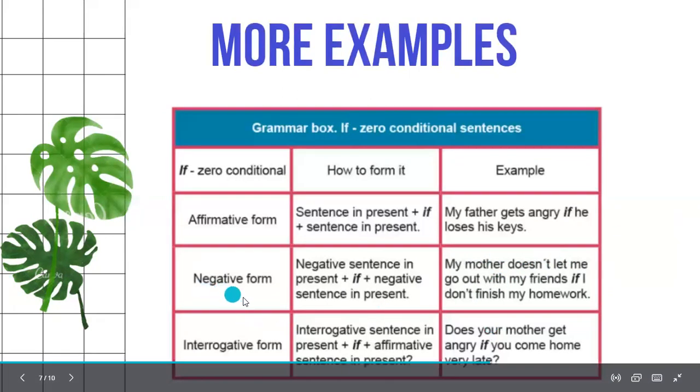And in the interrogative form, we have, does your mother get angry if you come home very late? Here the interrogative form we can identify easily because it is in the form of a question.